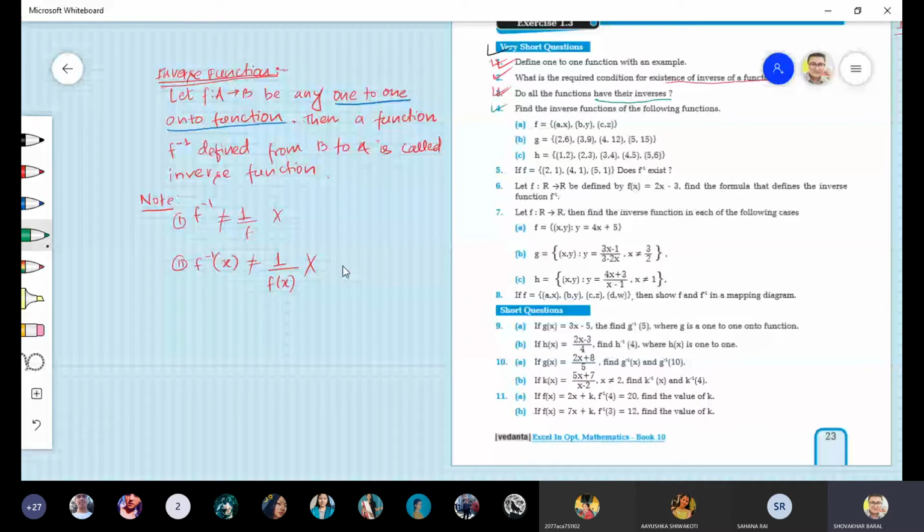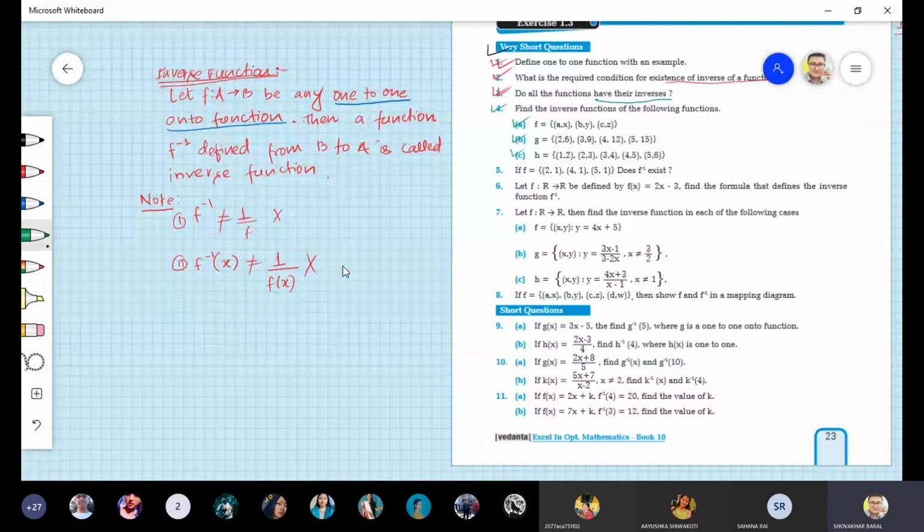See, the question reads, find the inverse function of the following functions. F is equal to {(a, x), (b, y), (c, z)}. G is equal to {(2, 6), (3, 9), (4, 12), (5, 15)}. H is equal to {(1, 2), (3, 3), (3, 4), (4, 5), (5, 6)}. Since these are very short questions, you can directly write the answers.